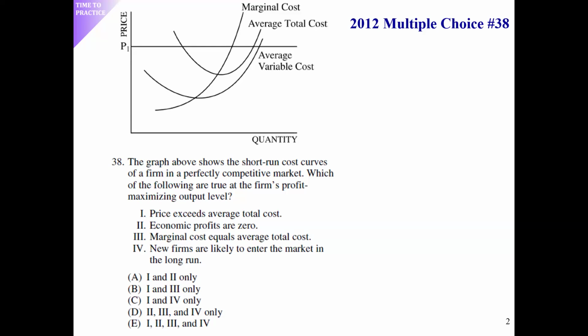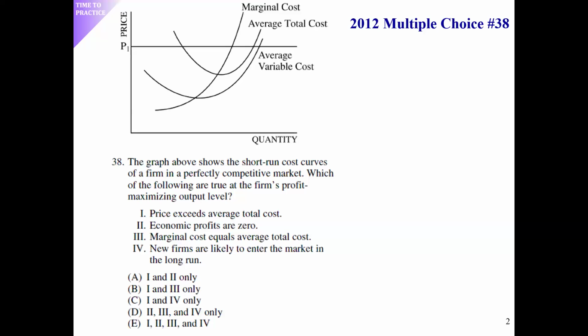Seamus, does marginal cost equal average total cost? Yes. MC equals MR, and there's ATC. That looks equal to you? No, I thought you said yes if it exceeded. Oh, my bad. No, okay.